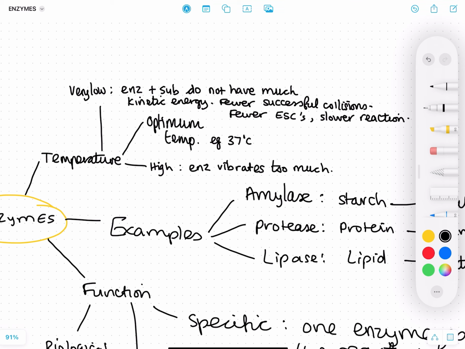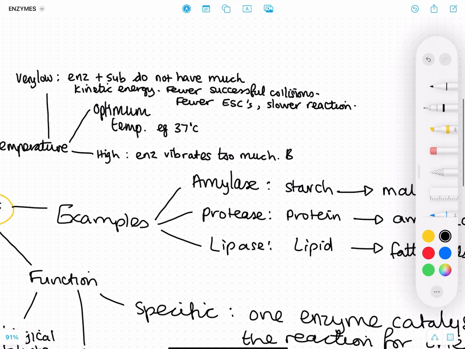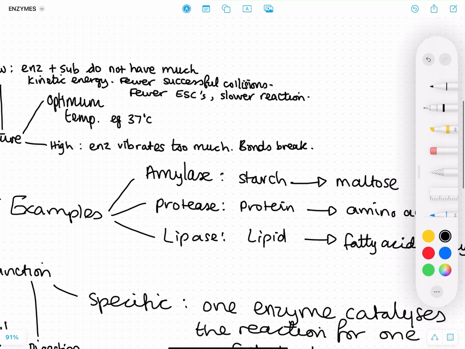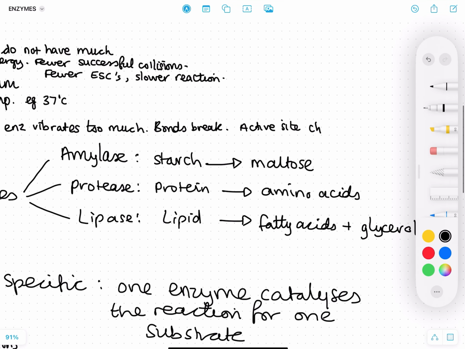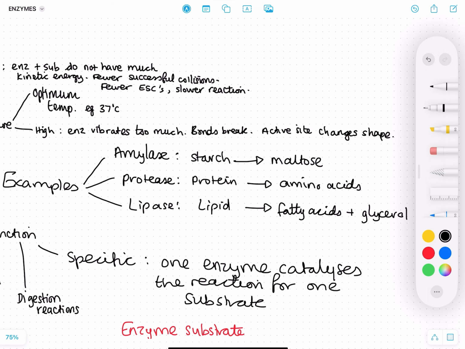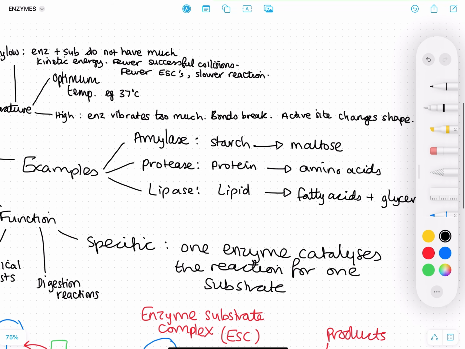Bonds in the enzyme start to break, and the active site changes shape. This is a problem because the active site is a very specific shape so that the substrate can bind. But if the active site changes shape, the substrate cannot bind. We say that the enzyme is denatured.